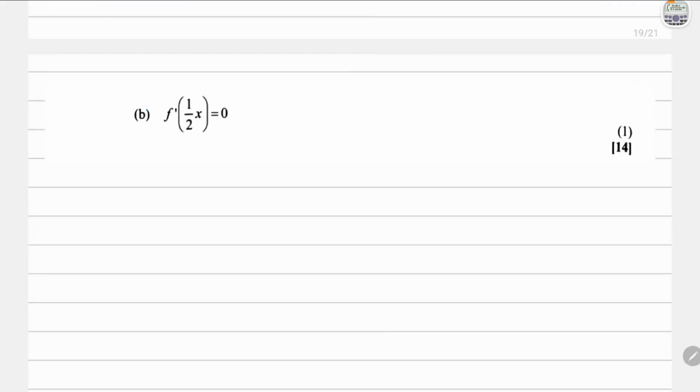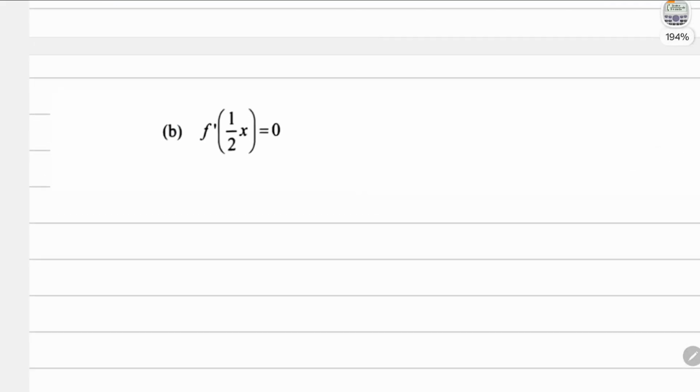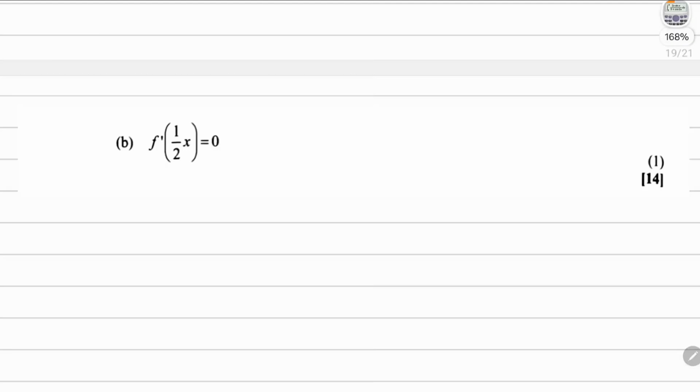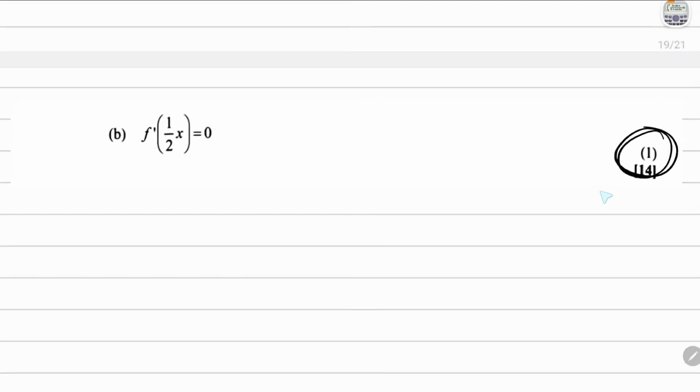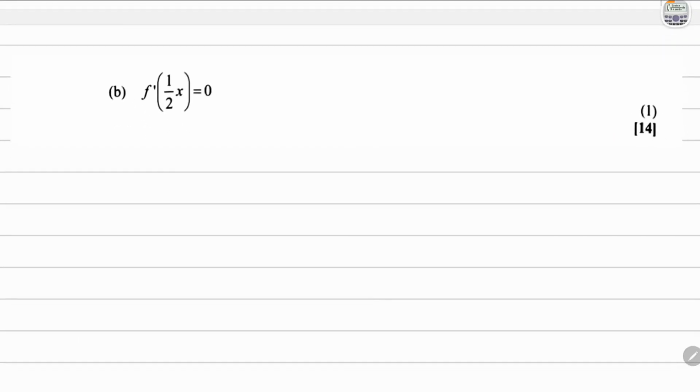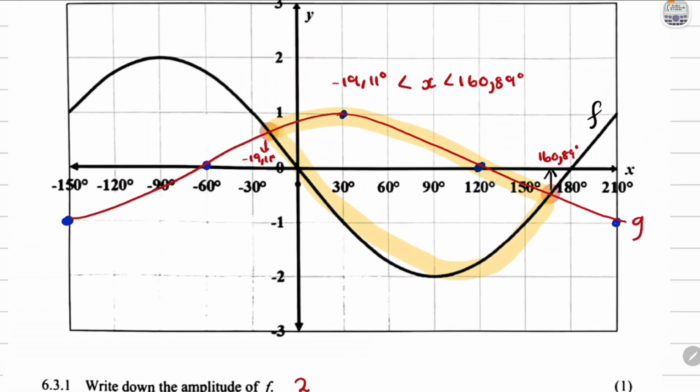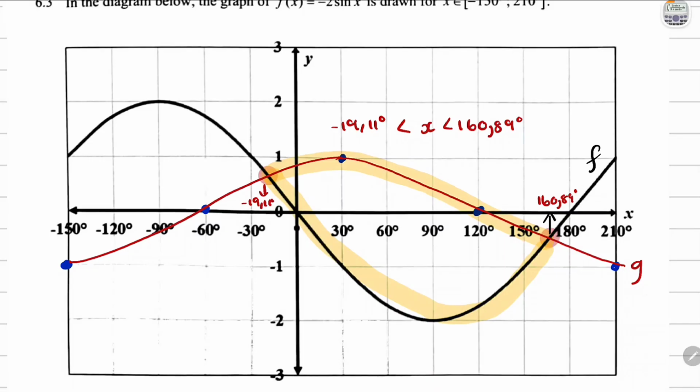Then the next question B, we need to solve for X, or really find the values of X within that interval for which f prime of 1 over 2x is equal to 0. Okay, so this is only for 1 mark. So it means it's a simple question. Let's understand what f prime means. If the question was f prime of x is equal to 0, you had to give them the values of x for which f prime of x is equal to 0. Let's think about what that would mean. So the graph of f is that sine graph, right? The black graph over there.